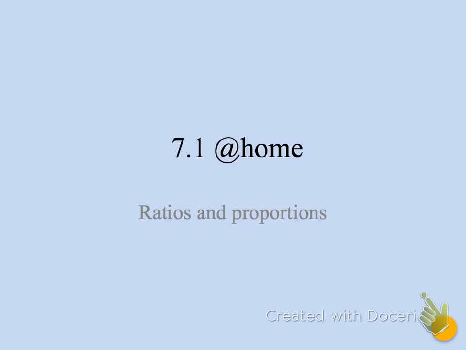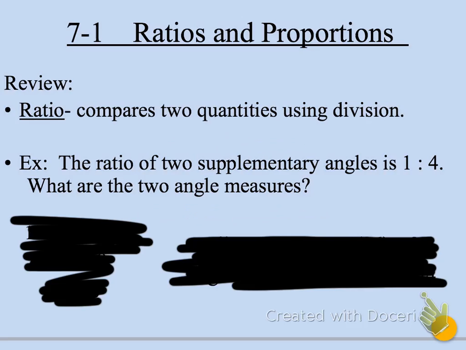So in this video we're going to be talking about ratios and proportions. A ratio compares two quantities using division. The ratio of two supplementary angles is 1 to 4. What are the two angle measures?